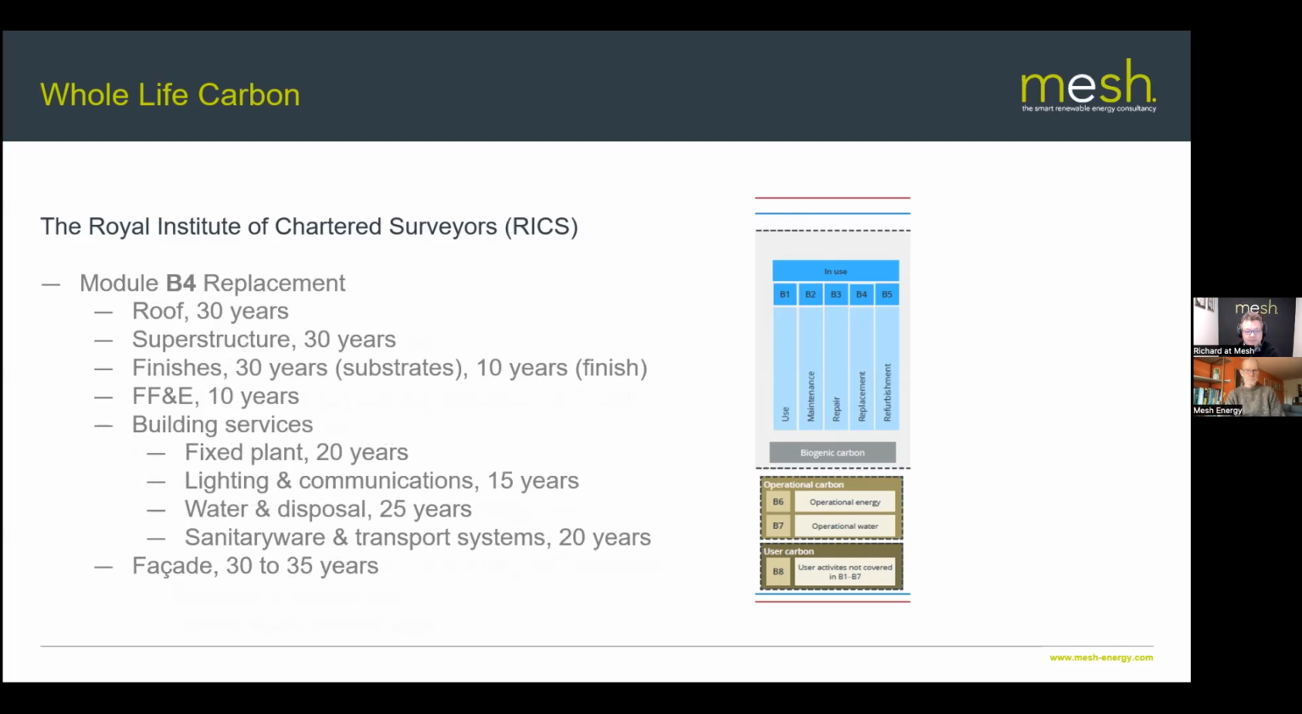There are replacement life cycles as part of the RICS structure. These are all fairly standard, really. It's about 30 years for the fabric of the building, anywhere between 15 and 25 years for building services. And of course, the facade is 30 to 35 years for replacement and repair activities.